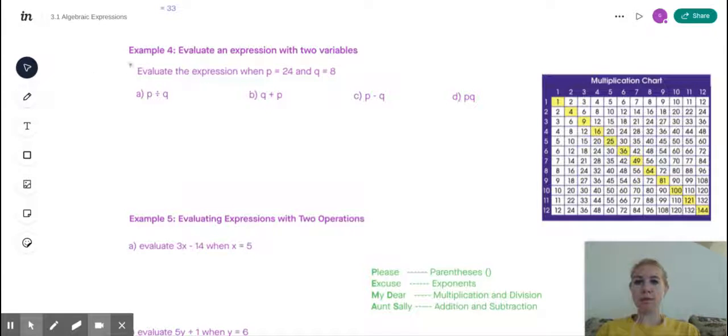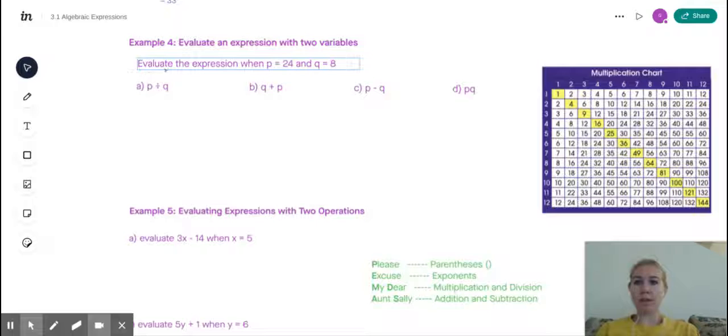All right, let's go over example 4, evaluate an expression with two variables. And this is part of chapter 3, section 1, algebraic expressions. Okay, so the directions say evaluate the expression when p equals 24 and q equals 8. So our first problem, we have p divided by q.